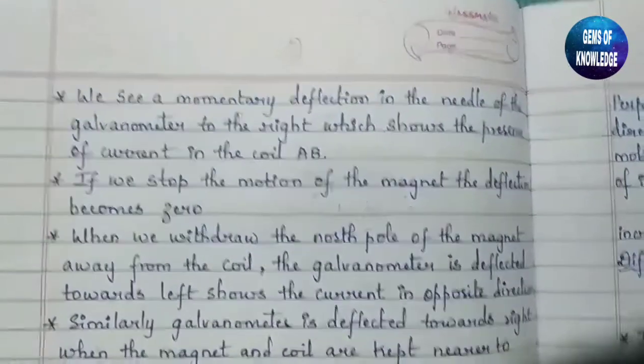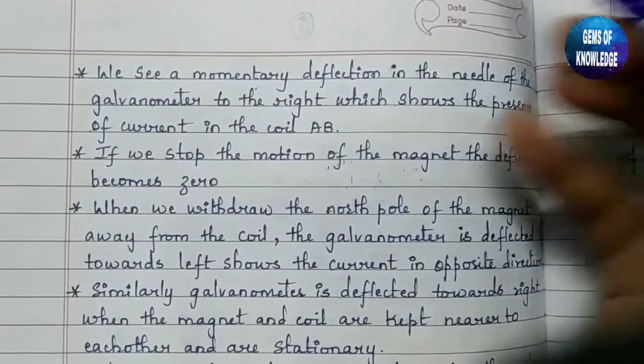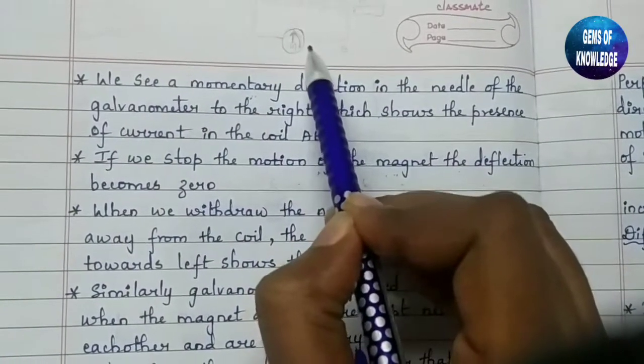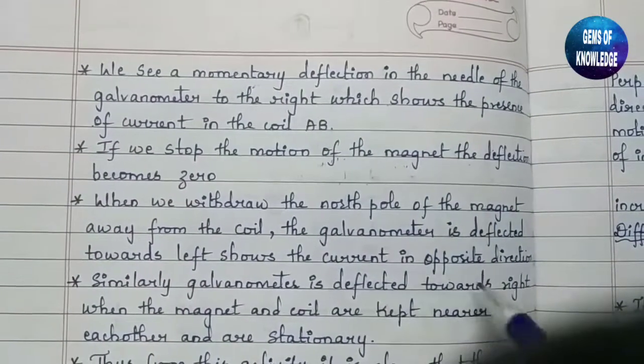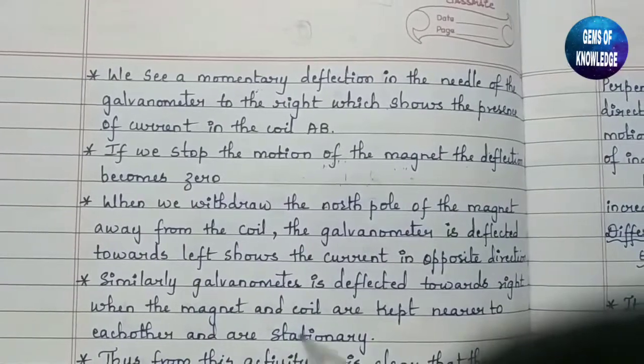Similarly, the galvanometer's needle is deflected towards the right side when the magnet and coil are kept nearer to each other and are stationary.